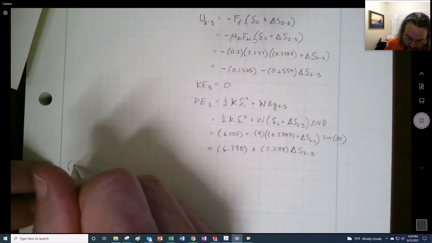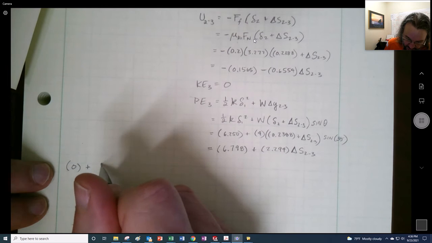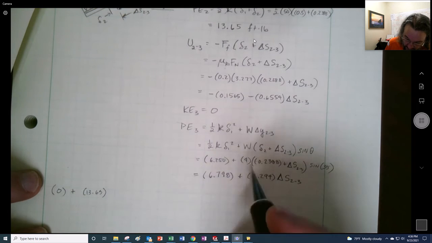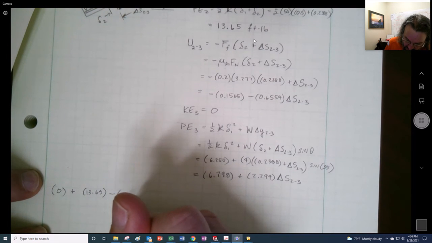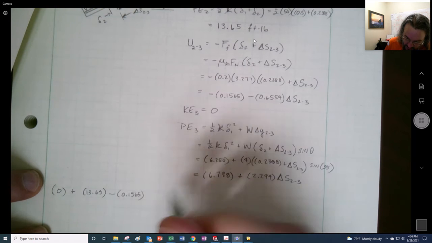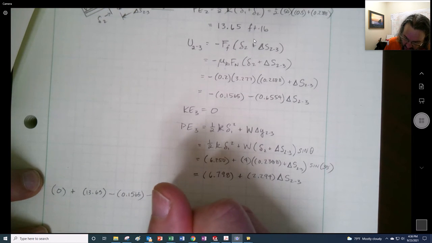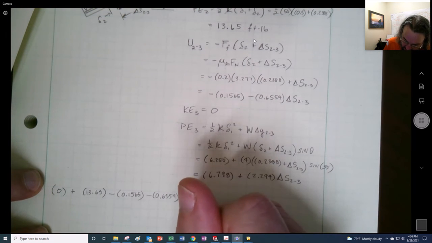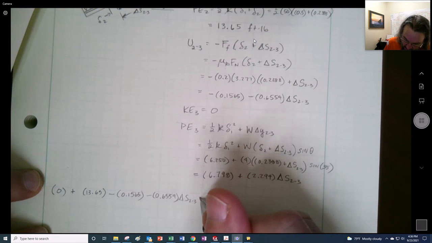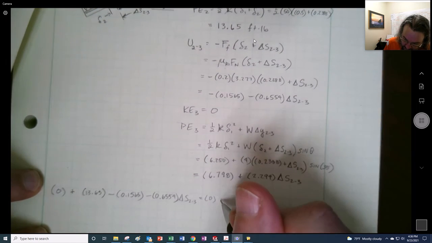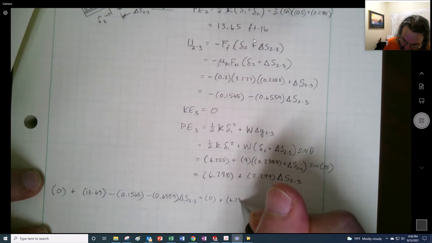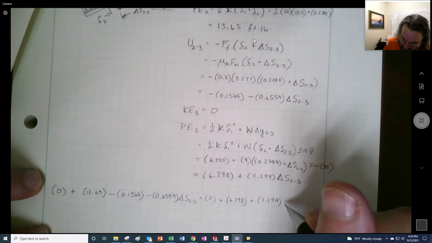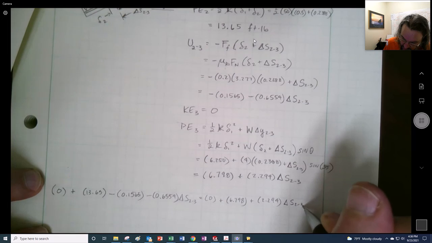We got 0, that's great, plus 13.65, great, minus 0.1565, probably seems worth it, or a small amount, minus 0.6554 delta S 2 to 3 equals 0 plus 6.798 right there plus 2.294 delta S 2 to 3.